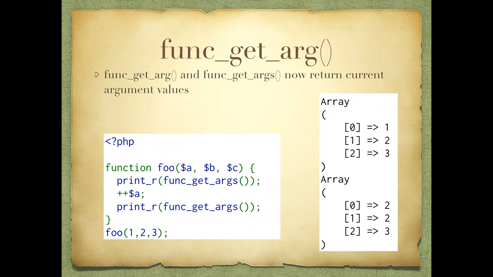Usually there's only one call to function get arg, and that's sufficient. But if you're using it later, not at the beginning of the function, and you expect to have the original values, you're going to be in for a surprise. And it's difficult to understand that surprise.